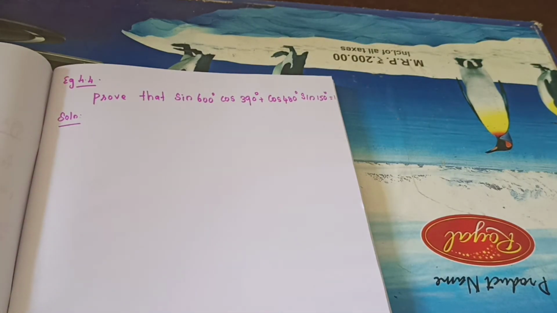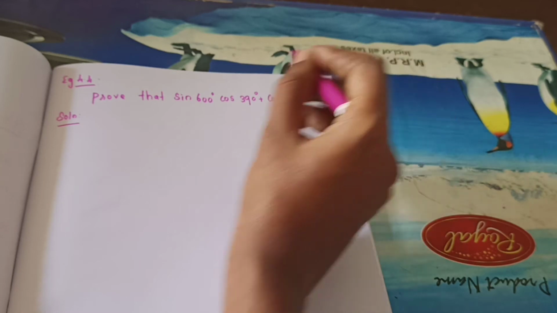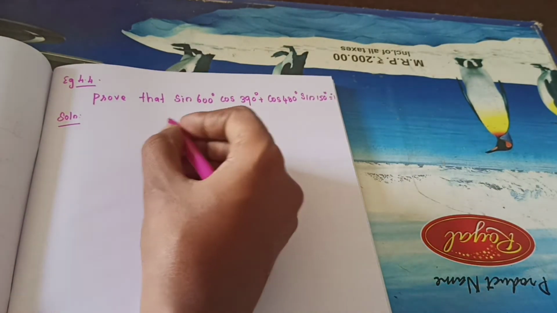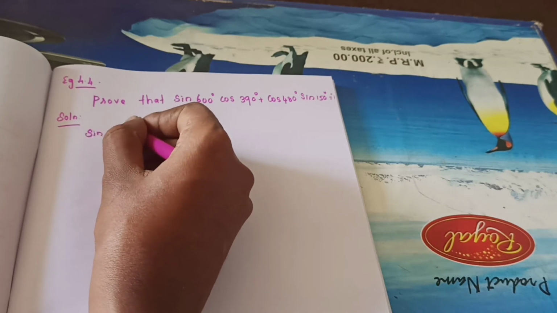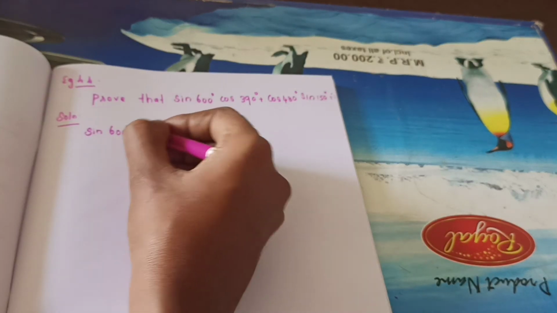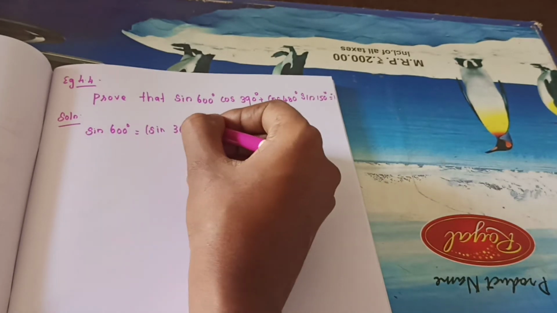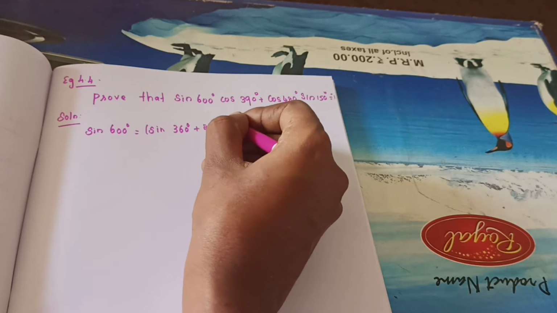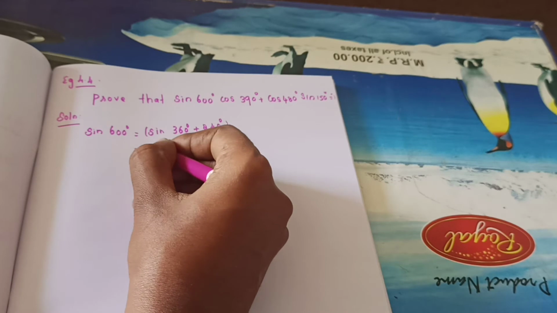Read very carefully. Prove that sin 600 degree, cos 390 degree, plus cos 480 degree, sin 150 degree, the value is equal to minus 1. So you take down all the values separately and find out. First you can find out the value for sin 600. So sin 600 you can write like this. That is sin of 360 plus theta. So what's the value of sin of 360 plus theta? Sin theta.